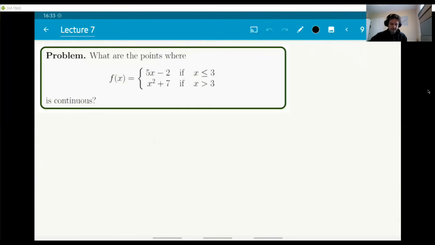Last example. This compares to the first example. The only difference is that now this is x squared plus 7 instead of x squared plus 4. Where is this function continuous?